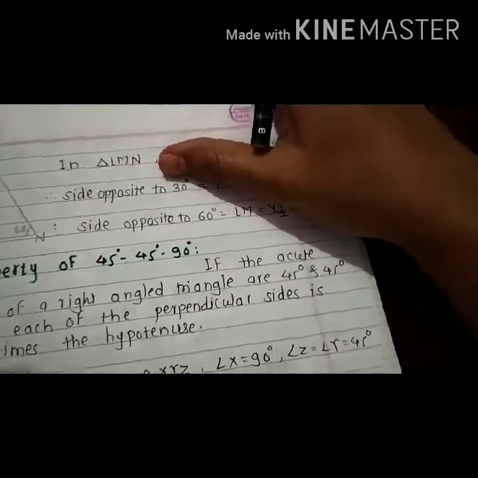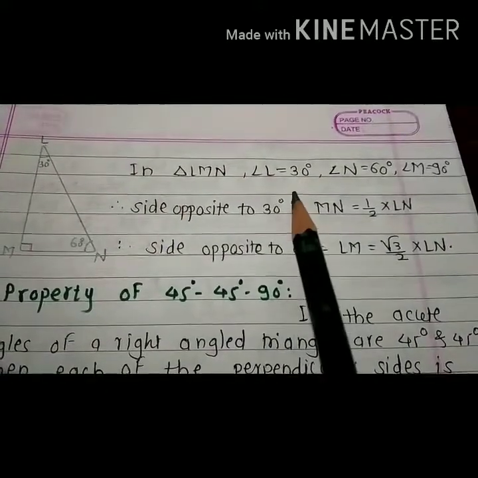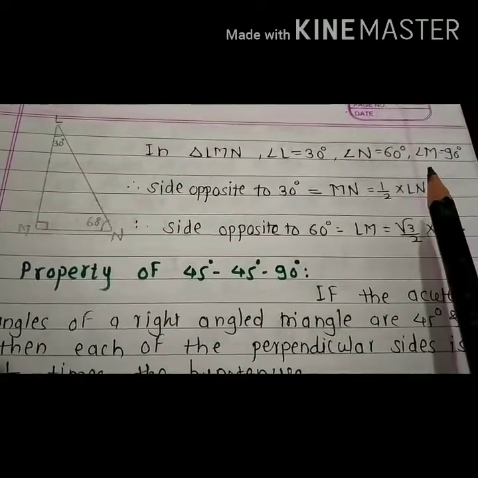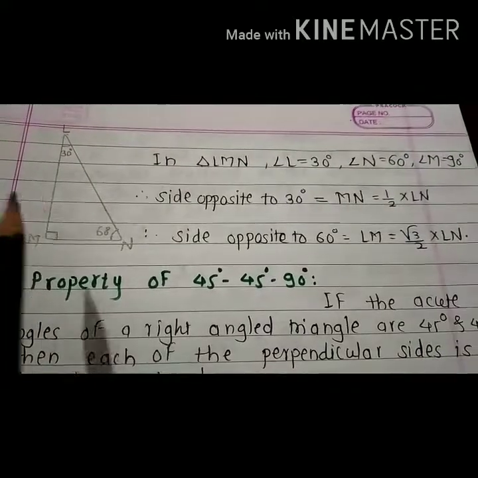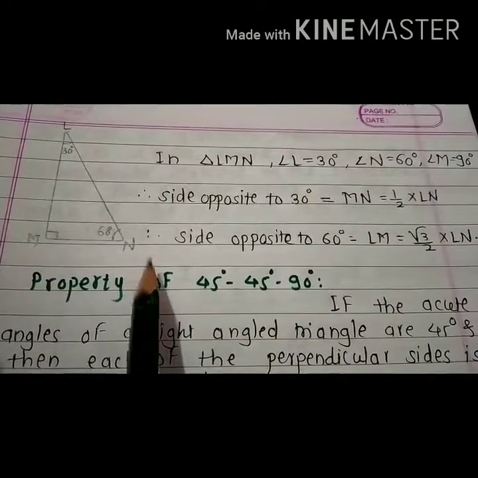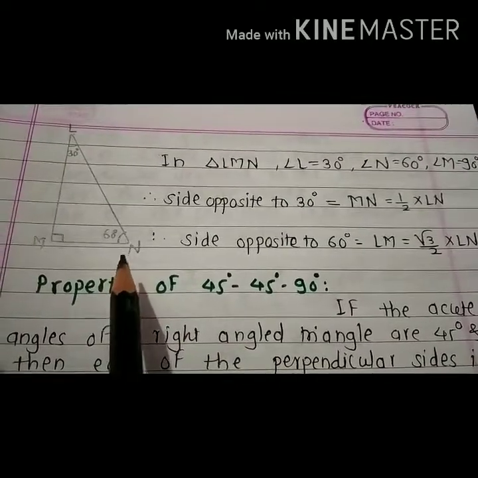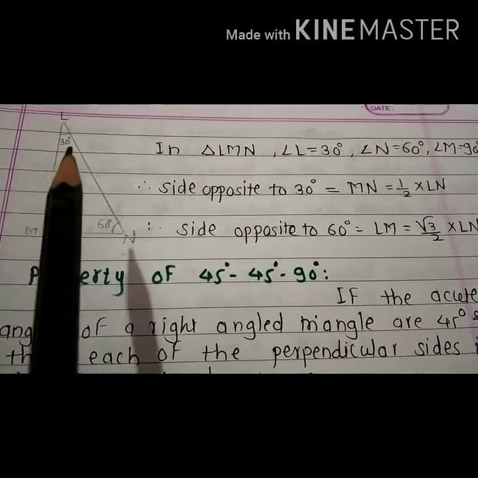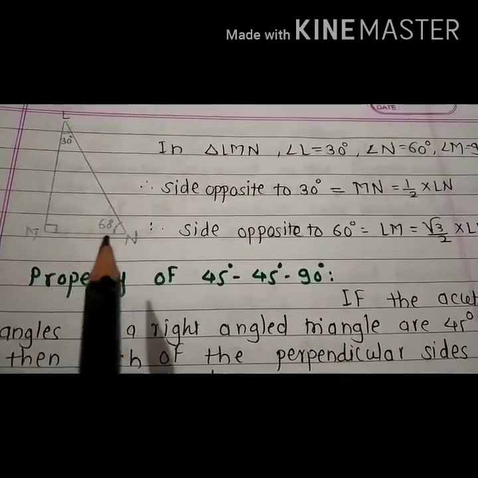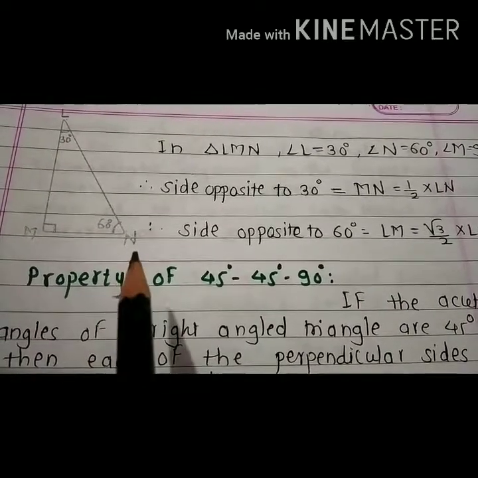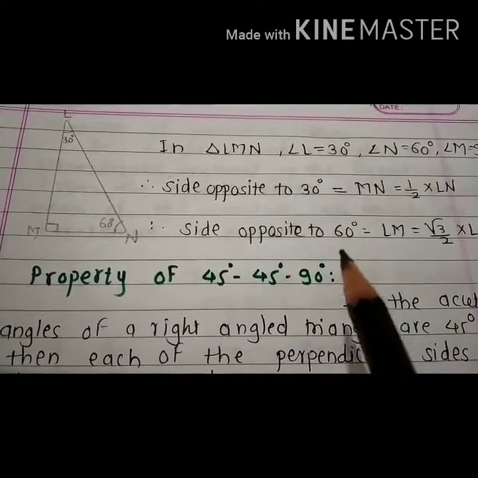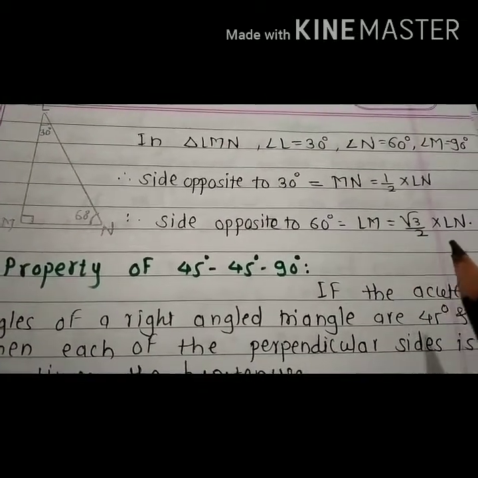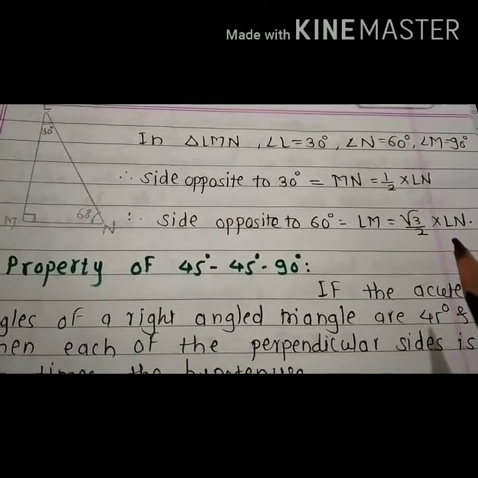For example, in triangle LMN, angle L is equal to 30 degrees, angle N is equal to 60 degrees, and angle M is equal to 90 degrees. Means triangle LMN is a 30, 60, 90 triangle. According to this property, here the hypotenuse is LN. The side opposite to 30 degrees, means MN, is half of LN. And the side opposite to 60 degrees, means LM, is root 3 by 2 times the hypotenuse, means LN.